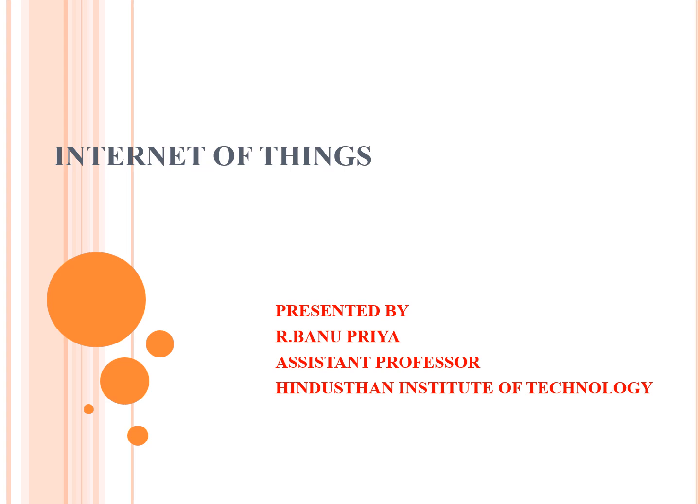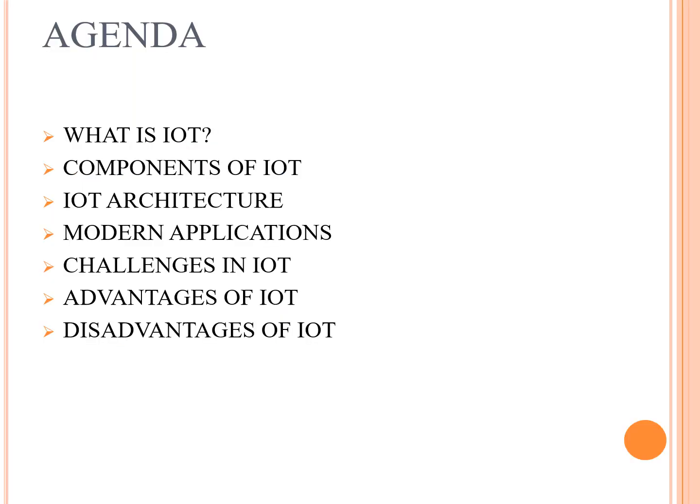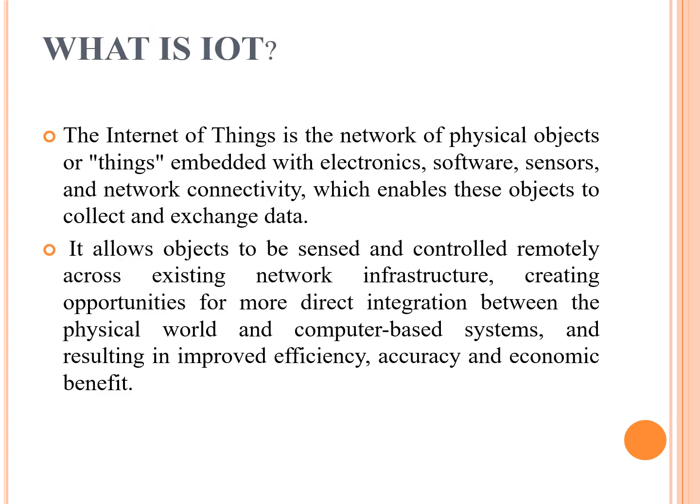Today we will see about the Internet of Things. The agenda are: what is IoT, components of IoT, IoT architecture, modern application, challenges in IoT, advantages of IoT and disadvantages of IoT. Next we will see what is IoT.